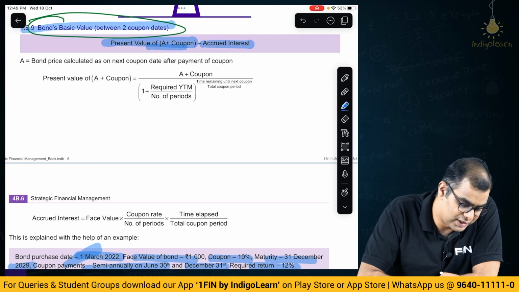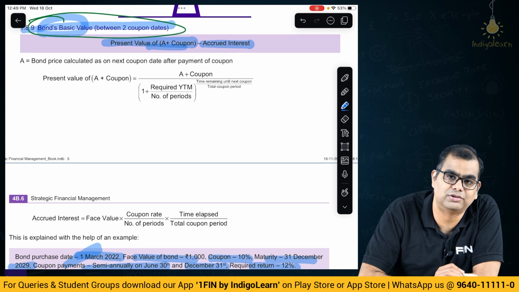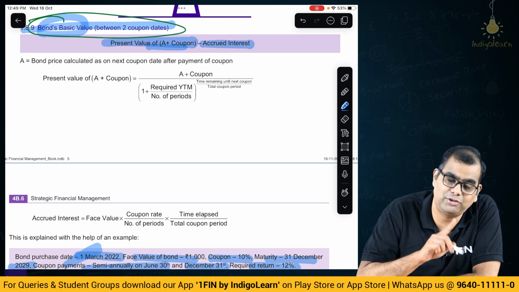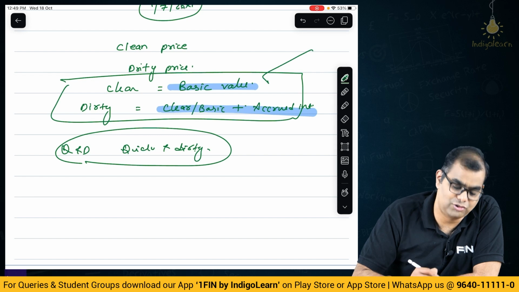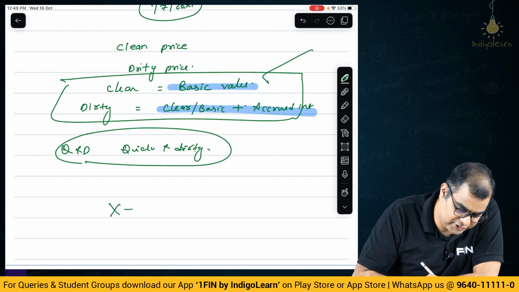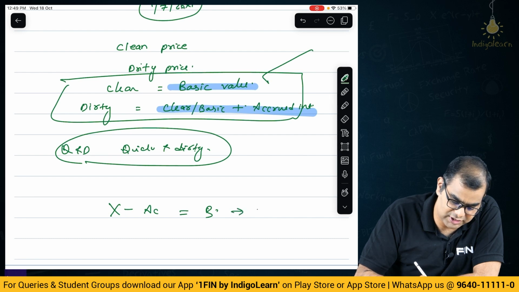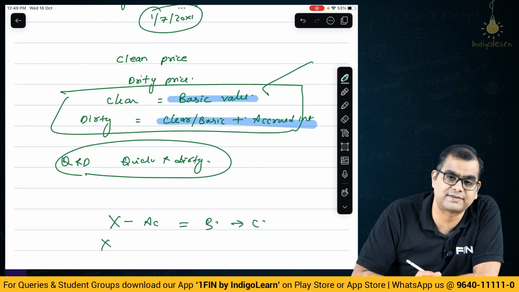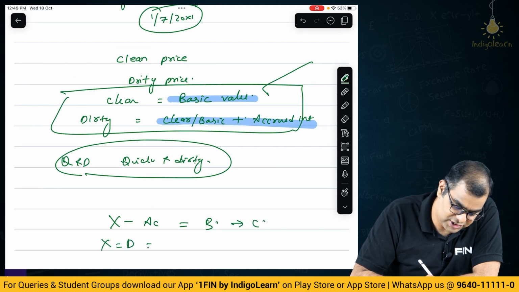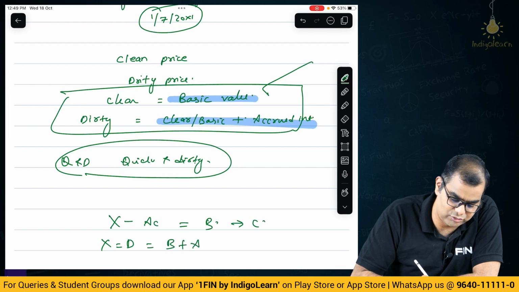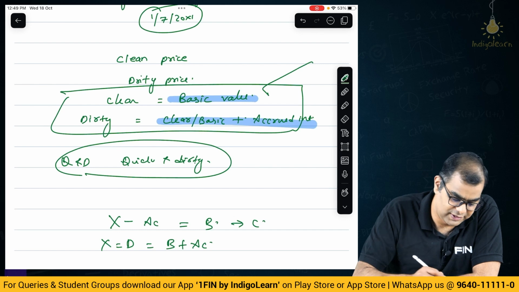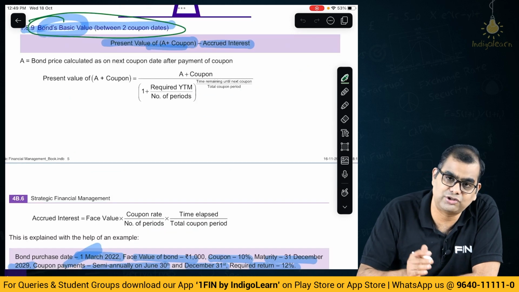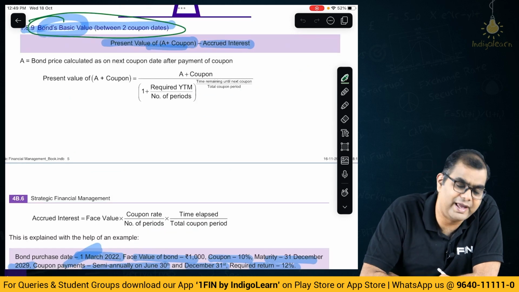Don't worry about it. Here we are talking about the basic value. We are not talking about accrued interest, we are talking about basic value. So, you are computing something called X, from that you are subtracting accrued interest and you are calling it basic. This is also the clean price, and this X is basically the dirty price, which is your basic plus accrued interest. That's all the logic. There is nothing complicated in this. Now the formula is you price the bond, present value of A plus coupon.